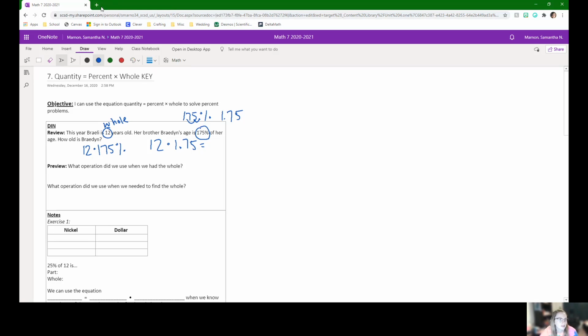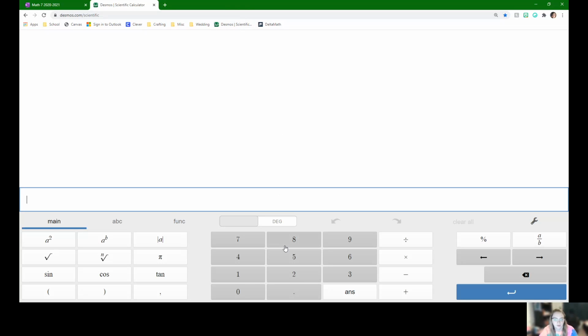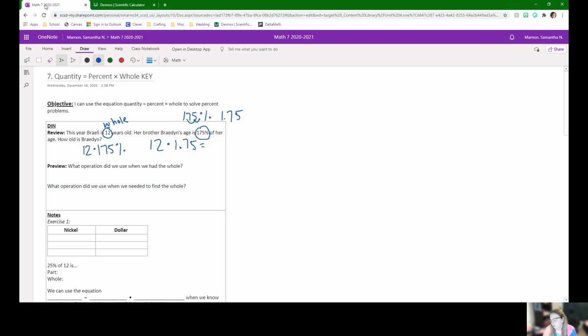So let's open up our Desmos calculator. If you don't have it open already, it should be bookmarked here. We need 12 times 1.75, and we get 21. If you are using the Desmos calculator, the other way you can do it is we know we want 175% of 12. So either way will work on this calculator. We just need to show our work. And we got 21. So we can say he is 21 years old.